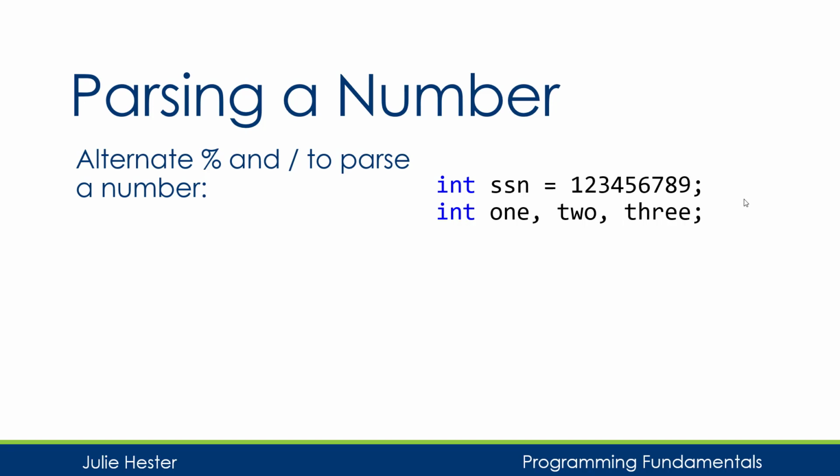And in order to figure this out, I'm going to alternate using the modulus operator and division to parse this number into pieces. So we're going to start at the right-hand side, or all the way at the lowest place value digits. We're going to start on the back end. And for my social security number problem, the third part of the social security number has 4 digits. So I want to get the 6, 7, 8, 9.